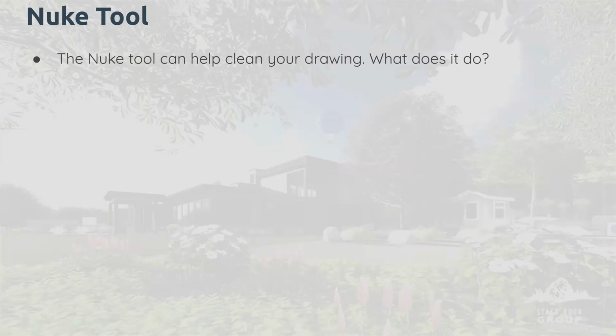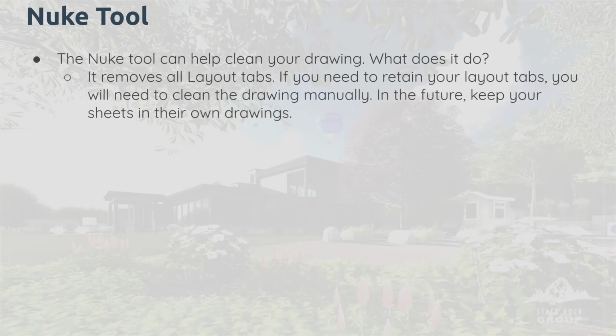So some important things to note about nuke before we move forward are going to be that it's going to remove your layout tabs. If you have tabs in a drawing that has corruption and you need to retain those tabs, you probably are going to be better off doing the manual cleaning steps. However, we do recommend that you take those sheets and you create separate drawings for them anyways. It's just generally a better practice.